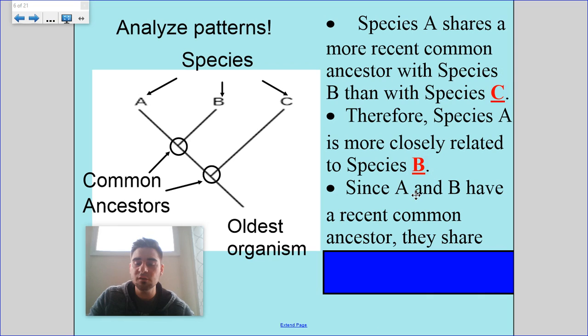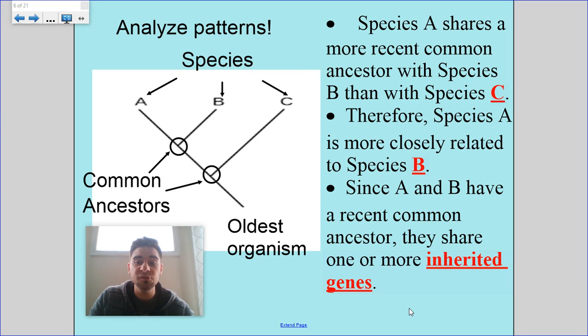So since A and B have a recent common ancestor right here, they share one or more inherited genes, right? So whatever ancestor this was, it passed on genes to A. It may have passed on some of the same genes to B. Now keep in mind, they're different species, so of course, their genes do continue to change over time. They're different enough to make different species. Otherwise, this would have branched just straight into one line. But you see how they became different at some point. So some of their genes changed, but many of them were actually inherited from a common ancestor.